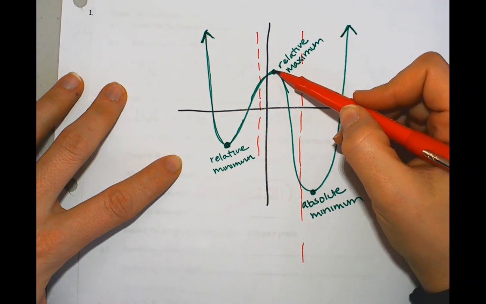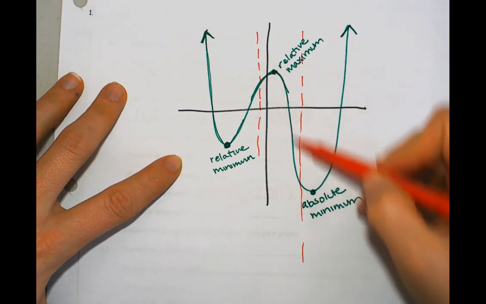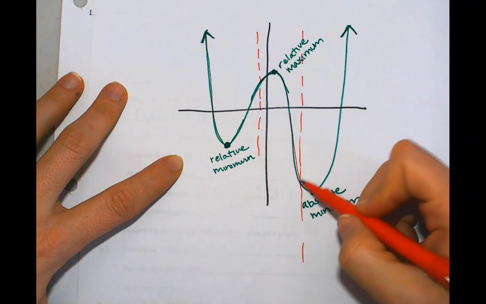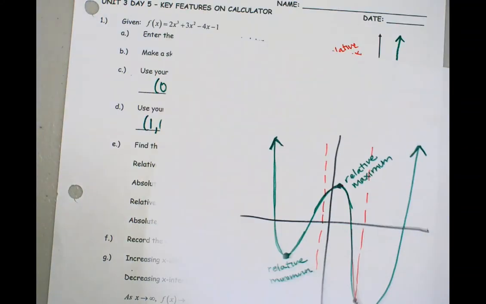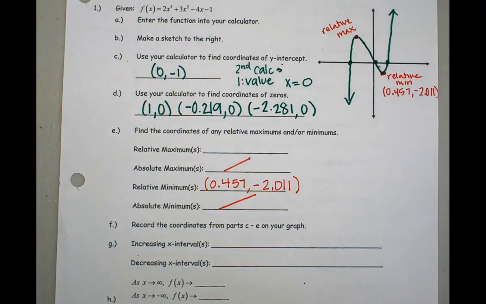It's not going to tell you the minimum. It's going to tell you the lowest point in this interval that you've made. So it's going to tell you this point way over here, which is not accurately a minimum. So just make sure that you are looking at the correct point when you're finding these.